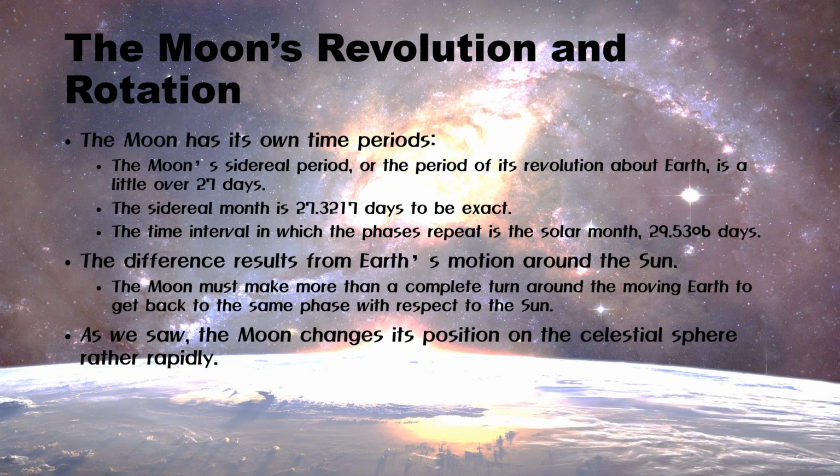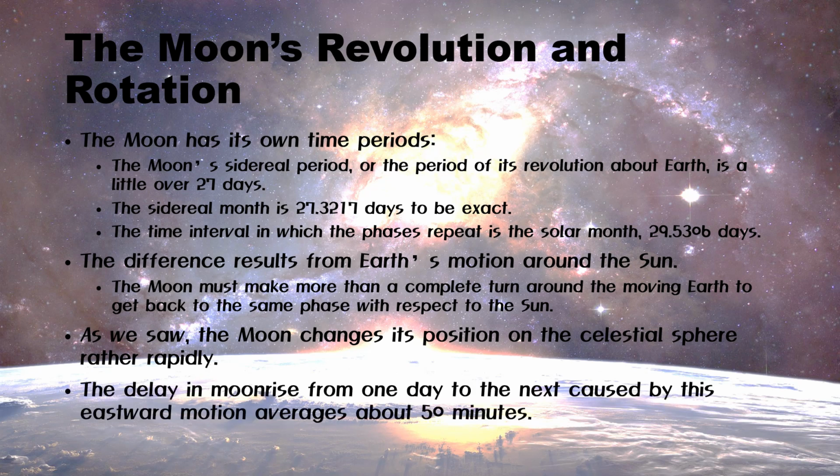And as we saw, the moon changed its position on the celestial sphere rather rapidly. The delay in moonrise from one day to the next, caused by this eastward motion, averages roughly 50 minutes.